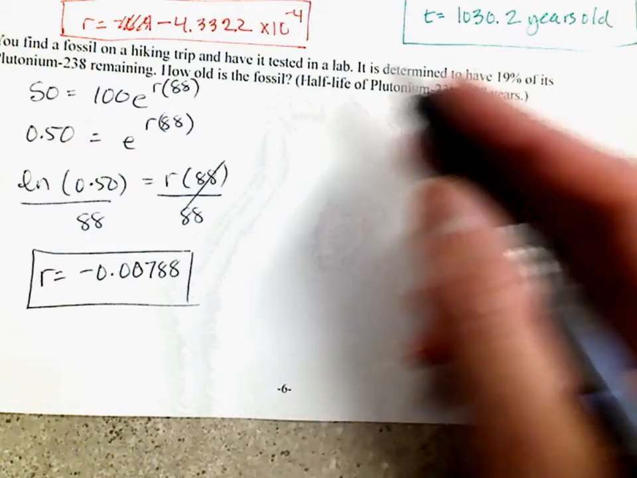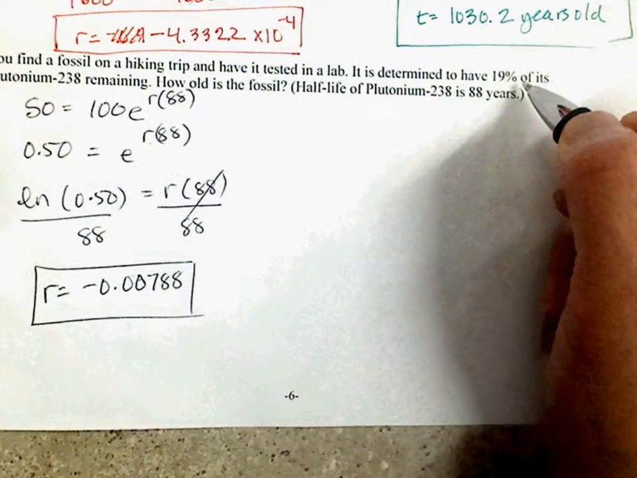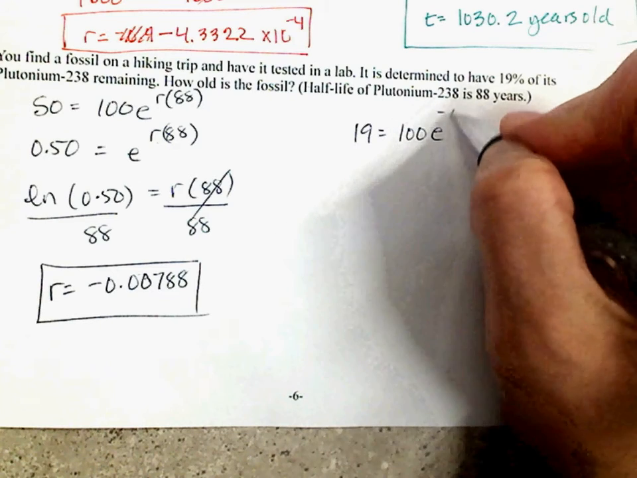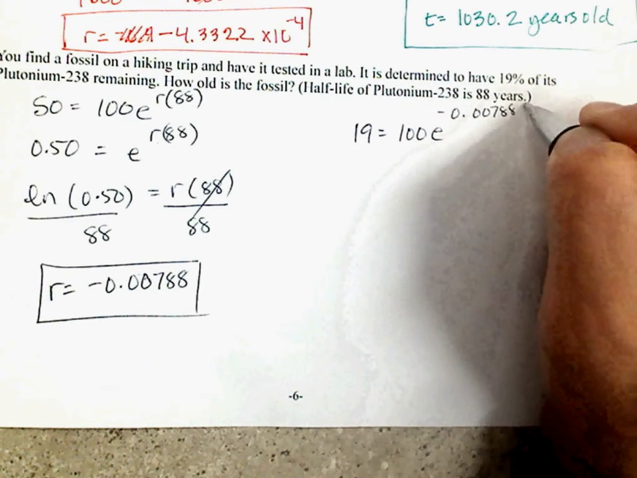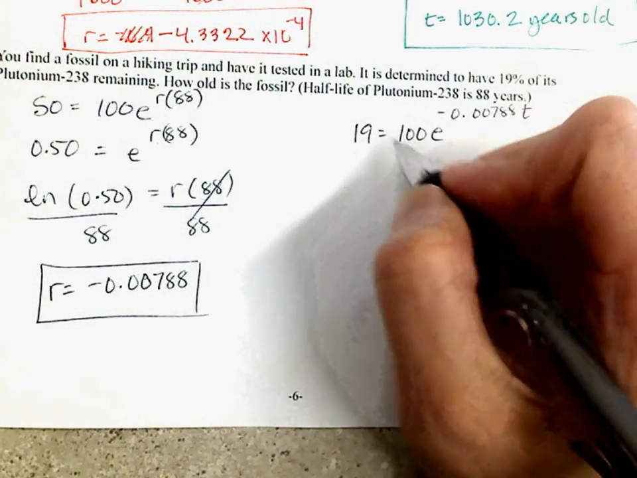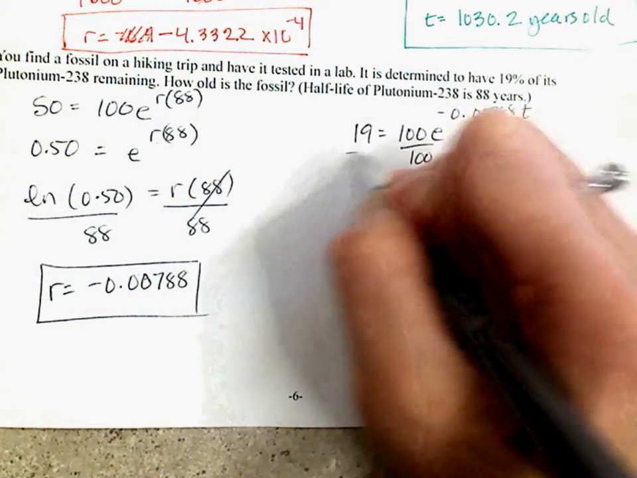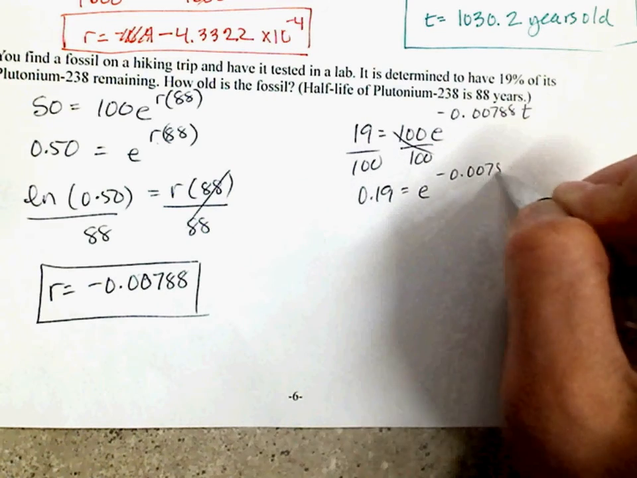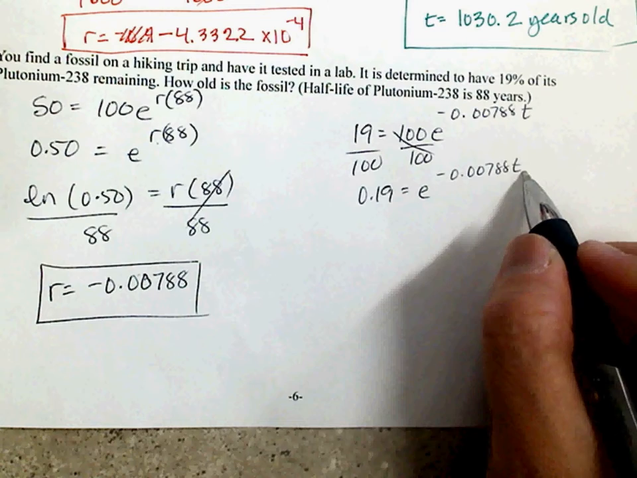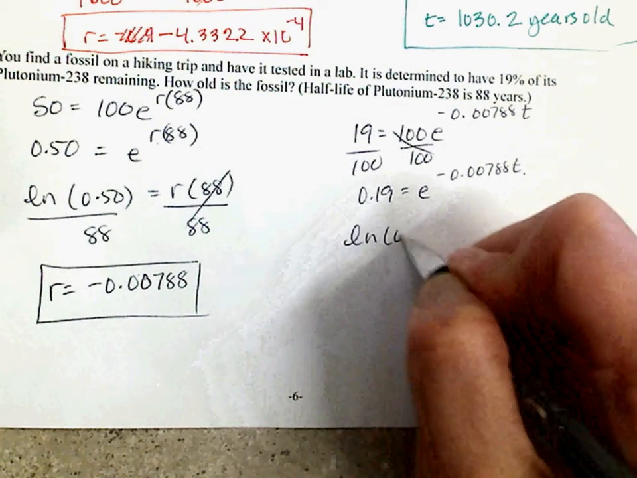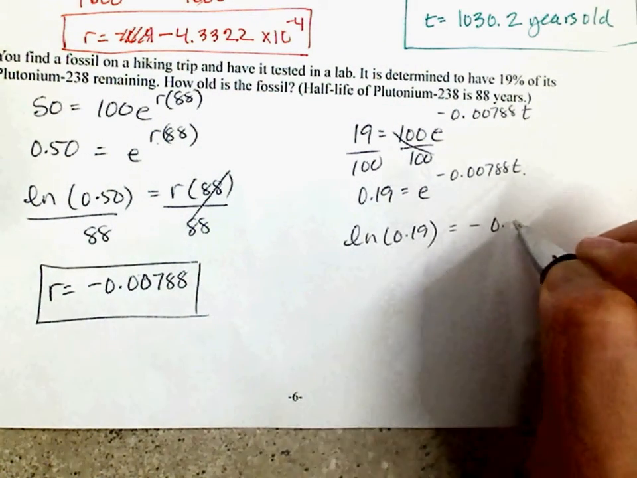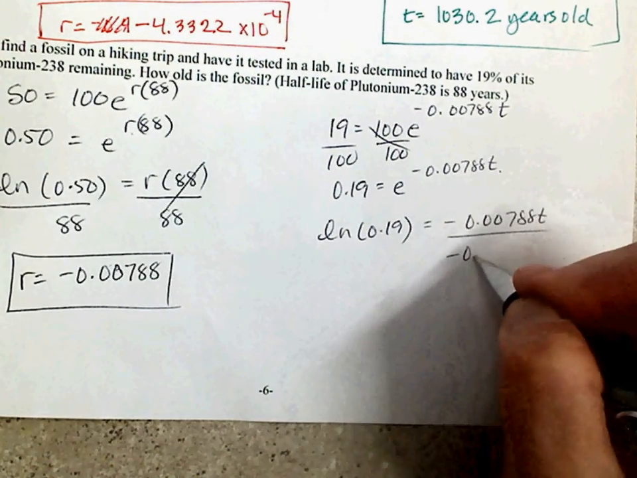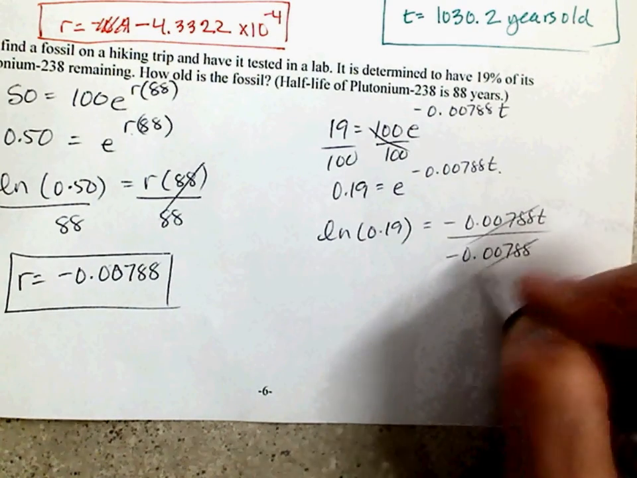Once you find the rate of it, we can find how old this fossil is. So, what percent of it is left? 19% of plutonium is left, 19% out of 100, decaying at a rate of negative 0.00788 times T. Divide by 100. So 0.19 is equal to E raised to negative 0.00788T. Solving for T, my base is E, so natural log of 0.19 equals negative 0.00788T. Divide both sides by negative 0.00788. What you do to one, you do to the other.